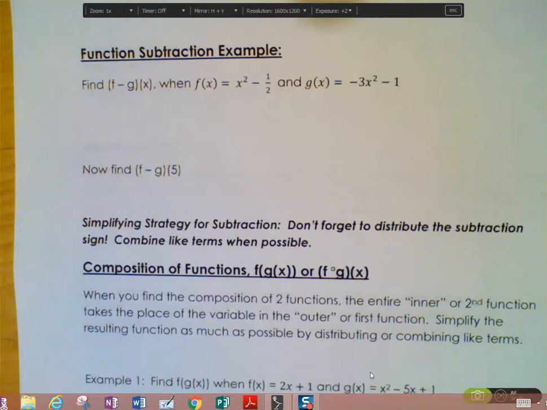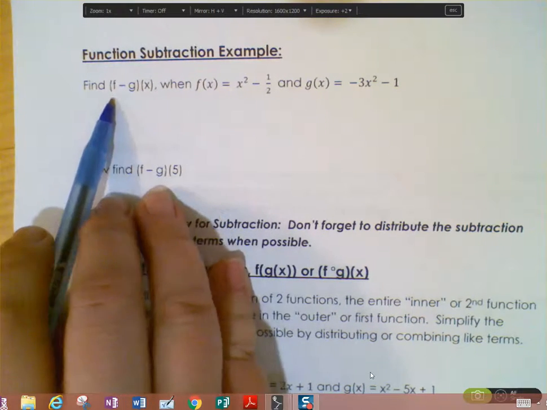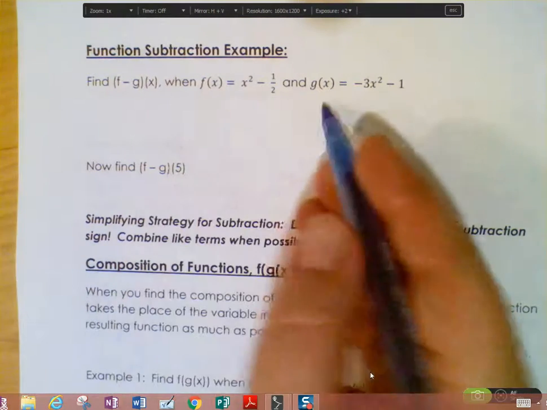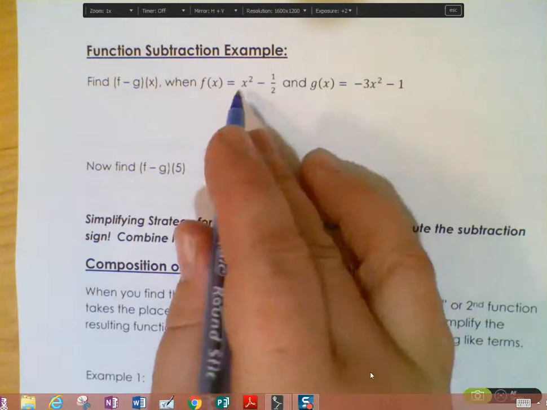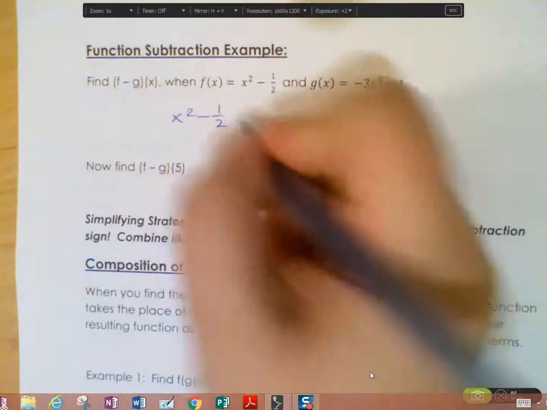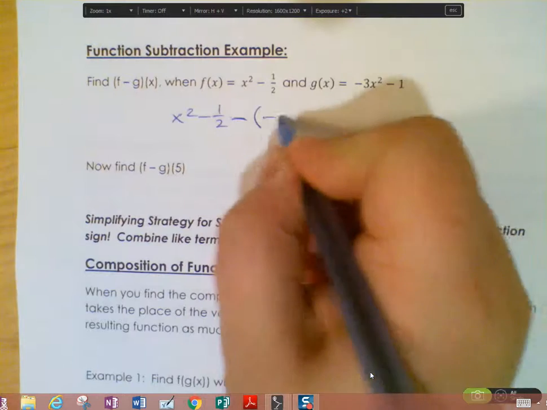We're going to subtract the functions f minus g. Now, order does matter, so make sure you list your f function first. So the function of x is x squared minus 1/2. And I'm going to subtract g of x, so I'm going to subtract the entire function. Use a parenthesis there.